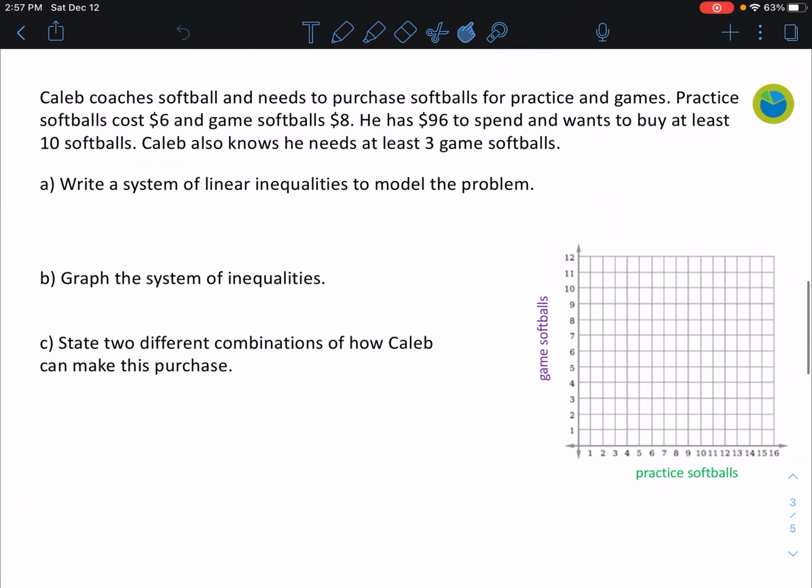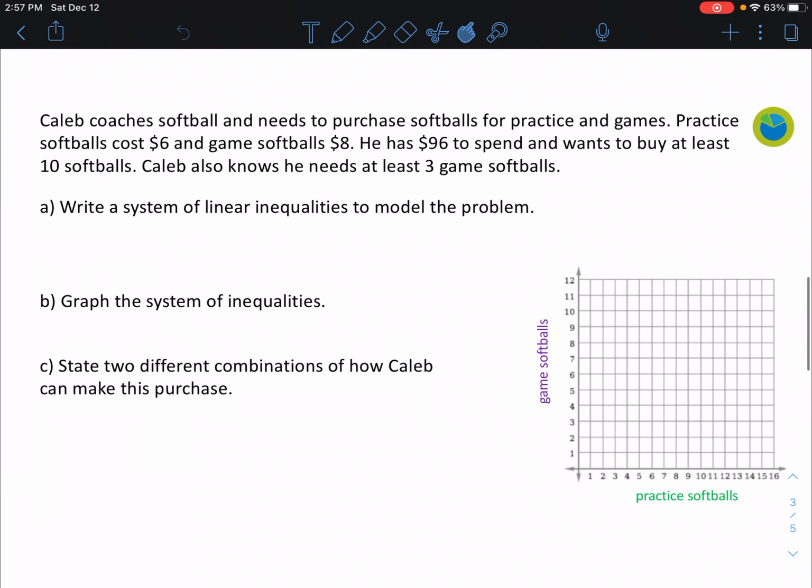Okay, so we're going to go through a problem here to just kind of get us used to this. And this is really all we'll go through, so make sure that this makes sense. It says Caleb coaches softball and needs to purchase softballs for practice and for games. Practice softballs cost $6 and game softballs cost $8. He has $96 to spend and wants to buy at least 10 softballs. Caleb also knows he needs at least 3 game softballs.